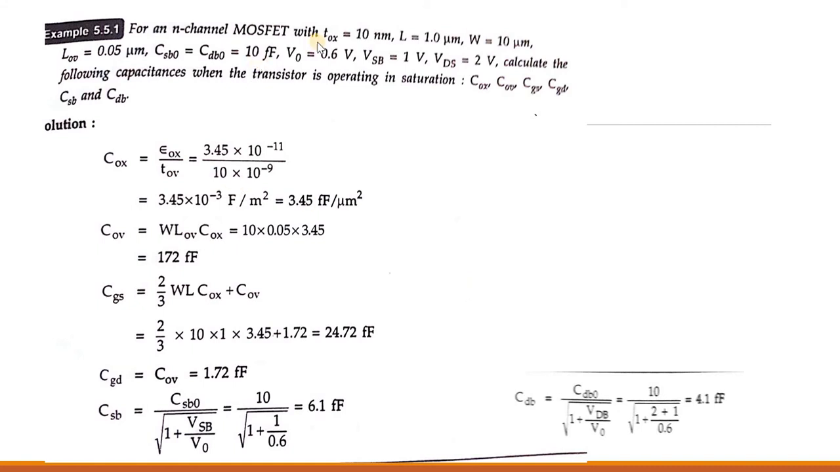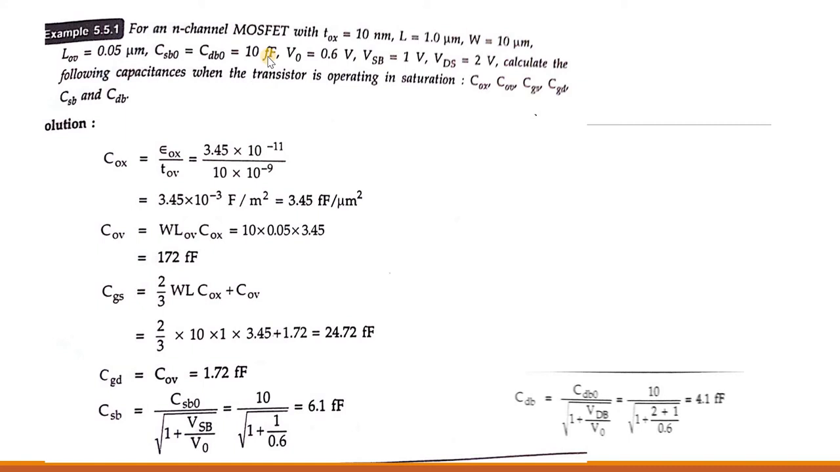So, for an N channel MOSFET with TOX, the thickness of the oxide layer, equal to 10 nanometers, length of 1 micrometer, and width of 10 micrometer, and LOV, what is LOV? Overlap length, which is equal to 0.05 micrometer. This will be micrometer into L. We need to multiply that. L is given here. Next is CSB naught and CDB naught, which is equal to 10 femtofarad.